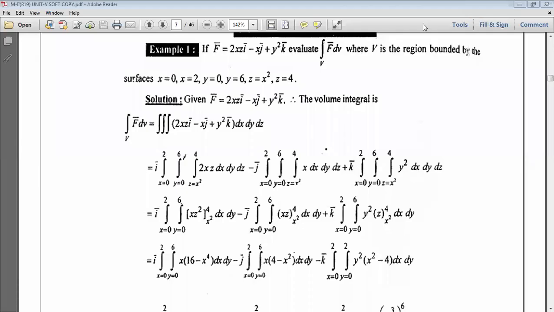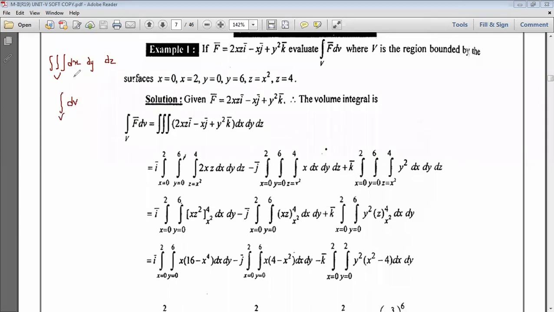Next one: volume integral. This is simply a triple integral. People already use triple integrals; a triple integral is nothing but a volume integral, an integral evaluated over the volume. So based on the volume, if you are finding the integration, we say volume integral. Simply we write a triple integral over the volume of dx dy dz, or simply you can write this as dV over the volume.